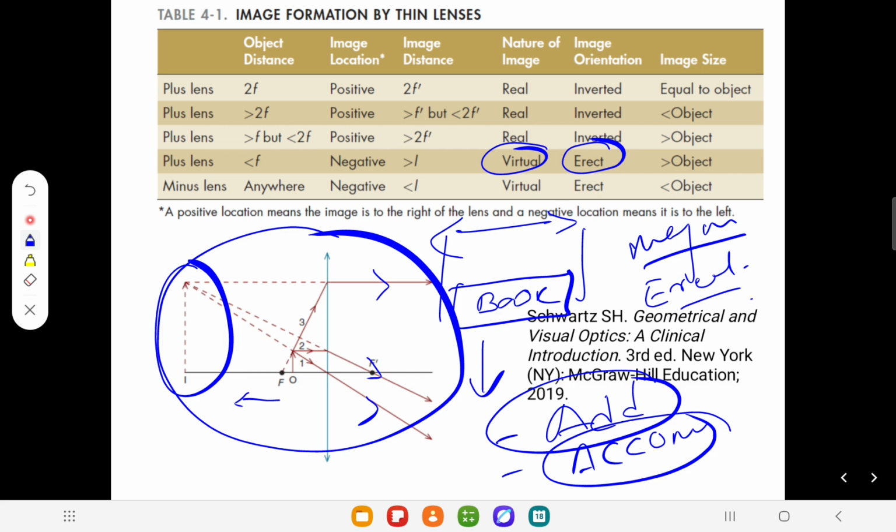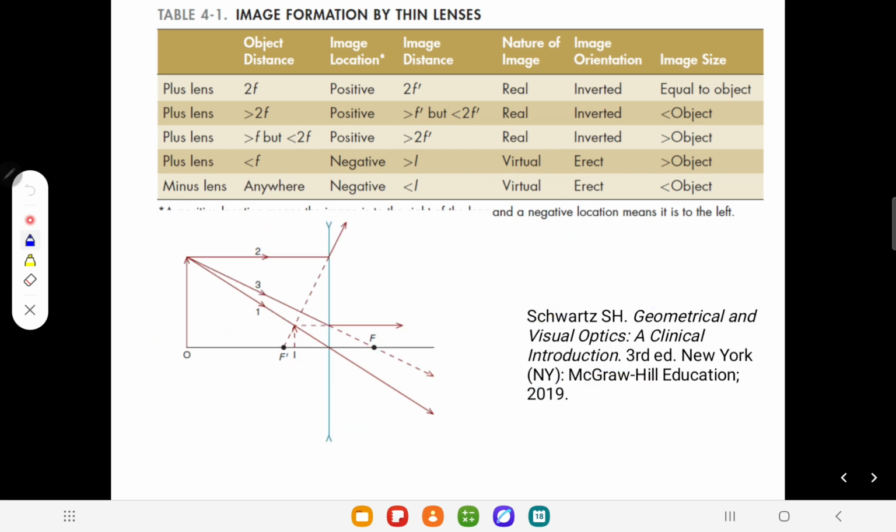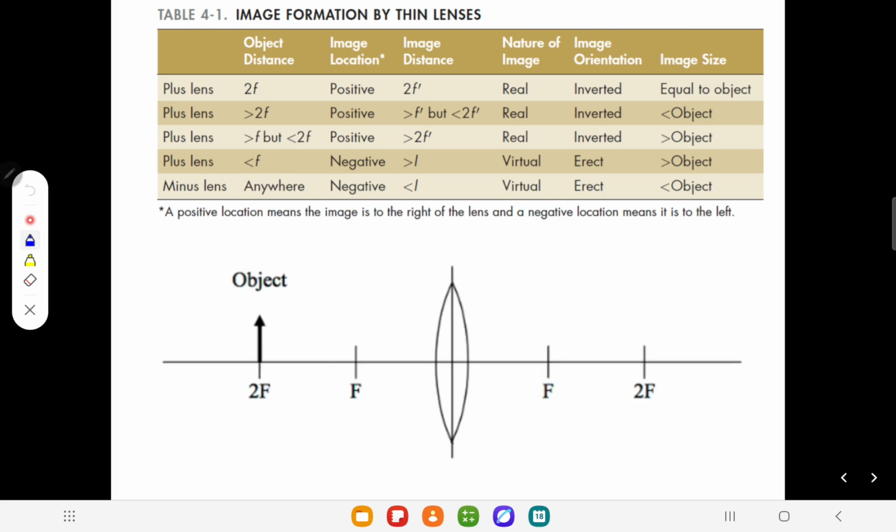virtual, and erect. Okay, and the consequence is that we have to have add or accommodation. So that's the story. That's the basis of the stand magnifier. And for example, in the case of a minus lens, what happens? In every scenario of a minus lens, there is minification. So all these points are taken care of in this particular scenario.